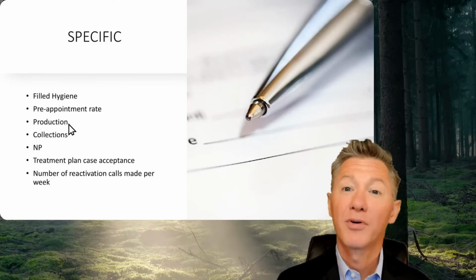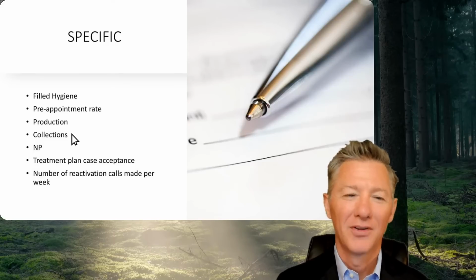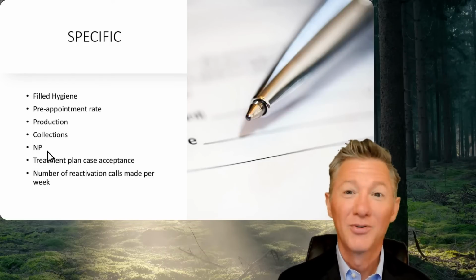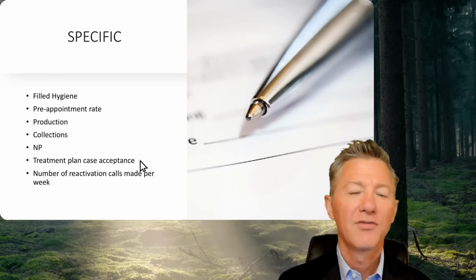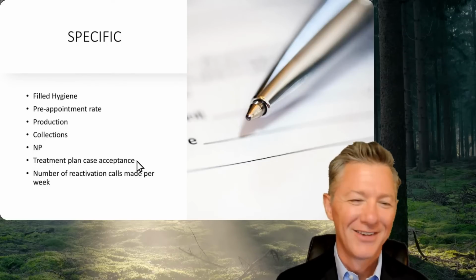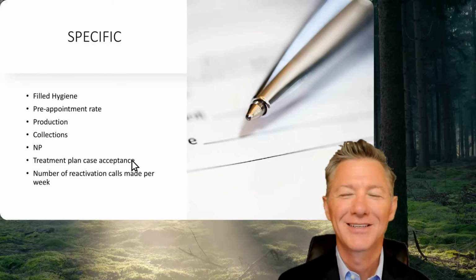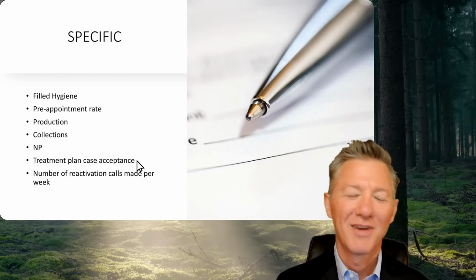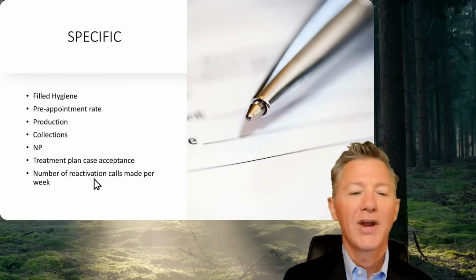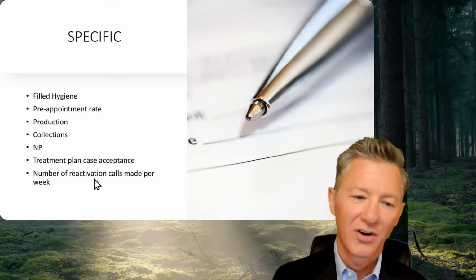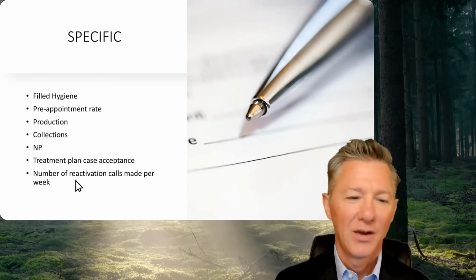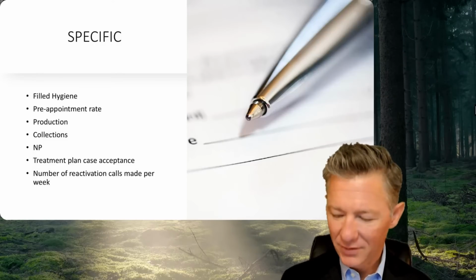Of course, I have goals for production and collections, and I'll tell you how I come up with those goals every month. We have our new patient goals. I want to get a certain number of new patients every month because we do want to grow the business. I have a treatment plan case acceptance goal. There's probably a million different ways of defining treatment plan case acceptance, but I'll tell you what mine is, and your goal may vary on that one. But then also the number of hygiene reactivation calls that are made either every day or every week. So these are the specific goals that I have, and we're going to dig into them one by one. So let's go to the first one now.